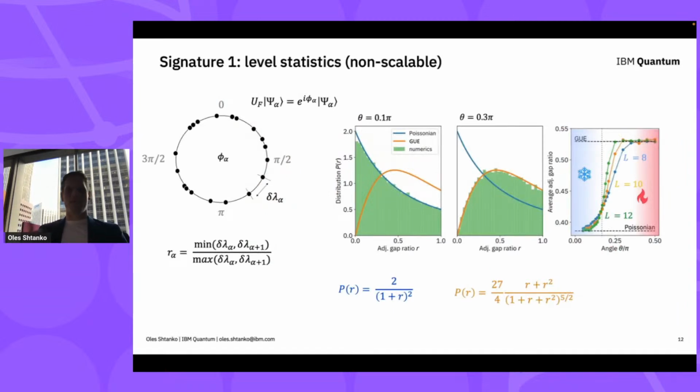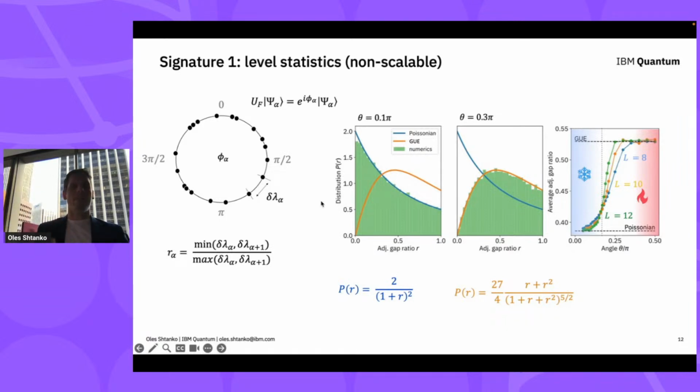The first non-scalable feature is level statistics, something which I mentioned, if you remember, when I introduced integrability. So what is it? If you take your unitary operator, which describes your single cycle, you can find its eigenstates and eigenvalues. If you look at eigenvalues, they are phases, basically the phase rotation, and the phases are distributed over the unit circle, right? Then you can look at what we call the adjacent gap ratio, which is the minimum of two adjacent gaps between these phases divided by the maximum of the two adjacent gaps, and look at how it's distributed.